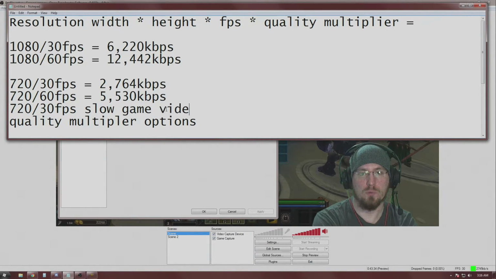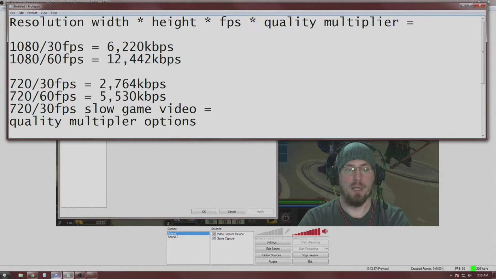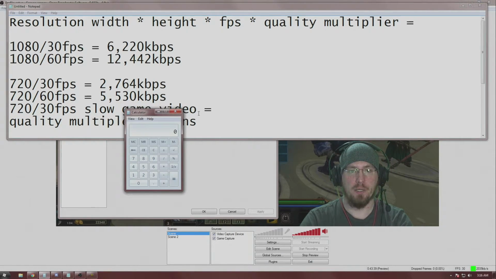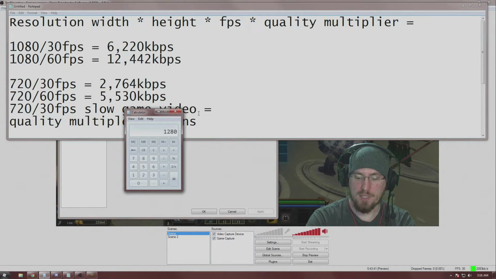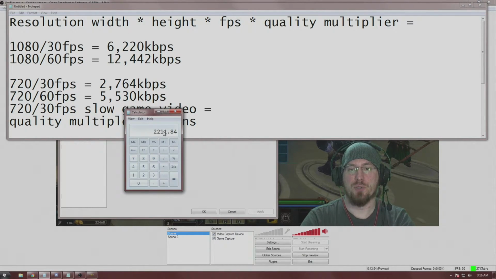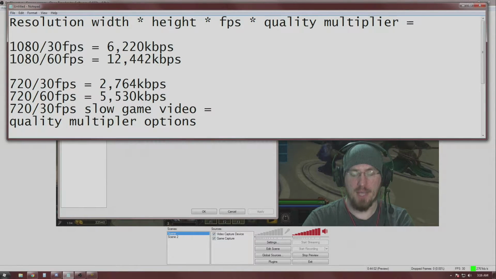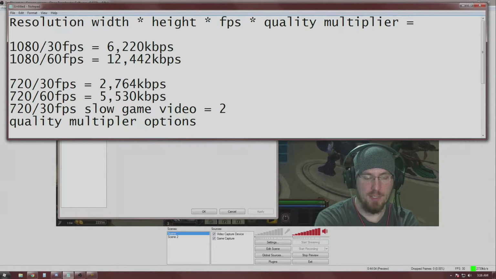Now, let's say you were doing League of Legends, 720, 30 frames per second, slow game video. Alright, so we'll bust out the calculator here. It's going to be 1280 times 720 times 30 times 0.08. Now that's the bits. We divide it by 1,000, we'll get the kilobytes. 2,211. Well, 2,212 if you rounded this up. So that's the very bare minimum that would be recommended for League of Legends.